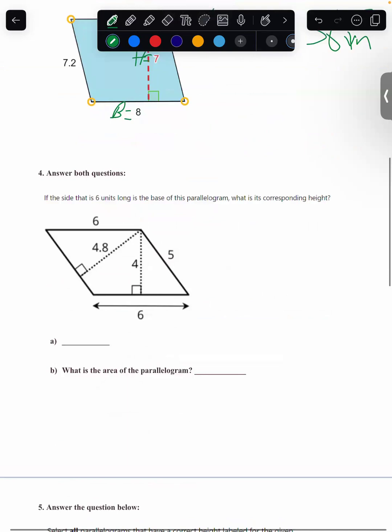All right, number 4. If the side that is 6 units long is the base, so this one or this one, well, let's use this one. What is the corresponding height? Well, it has to be this one right here, right? So it's going to be 4. And therefore, the area of the parallelogram is 24 square units.